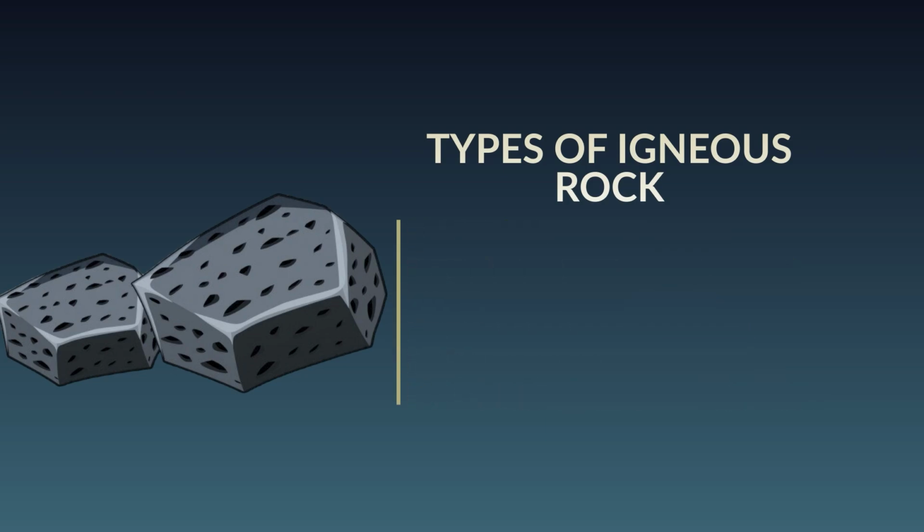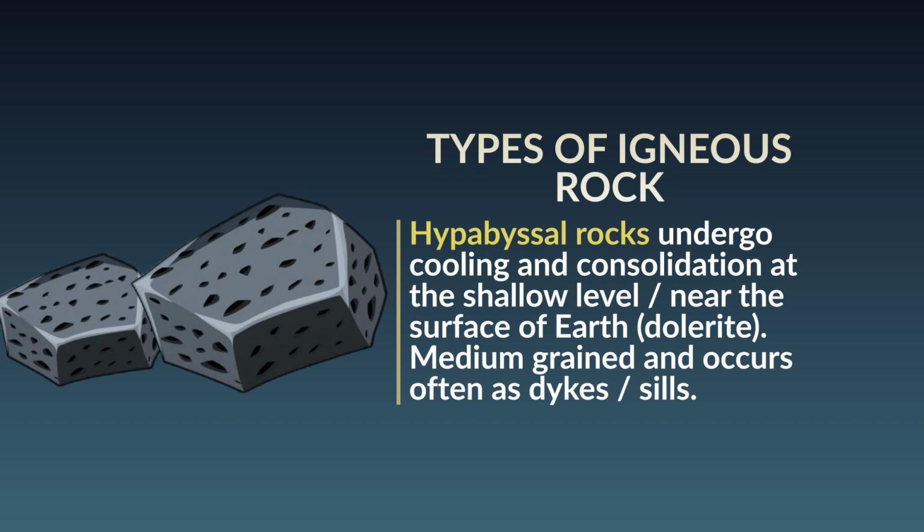Now, what are hypabyssal rocks? They are somewhat intermediate in the sense that they undergo cooling and consolidation at a shallow level or near the surface of the earth. For example, the rock dolerite is an example of this. Because they are neither very deep nor coming to the surface, they are medium grained and occur often as dikes or sills.